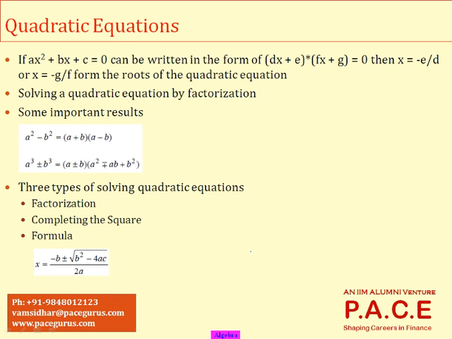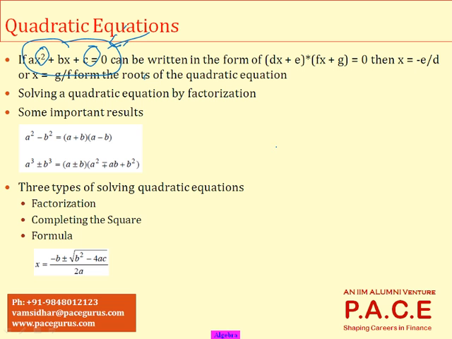Any equation which is of the form ax squared plus bx plus c equal to 0, which means there is a squared somewhere for x. So if there is a square existing in some of the terms, that is what we call a quadratic equation.